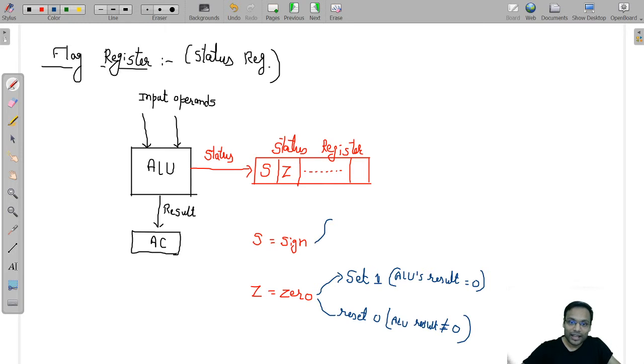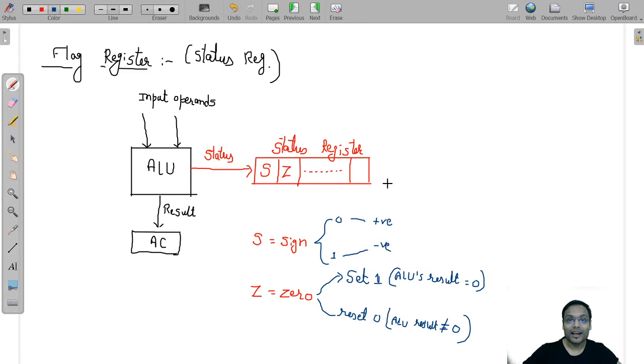Similarly, what does this sign flag say? Suppose some operation is performed here in the ALU and that operation's result is positive or negative. The result of course will be stored in the accumulator and its sign status is stored here. If the sign bit is 0, the result the ALU generated for this current operation is positive. And if the sign is 1, the result is negative.